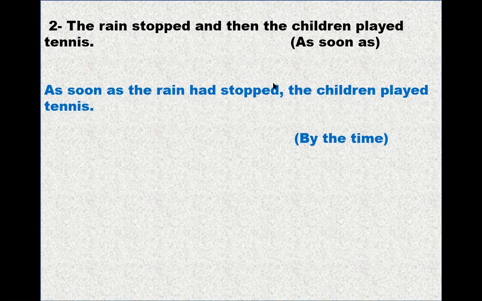Excellent. On the same two sentences, the rain stopped and then the children played tennis, he wants you this time to join by using by the time. By the time equals before, must be followed by the second action in the past simple, and then the first action. Who can answer?